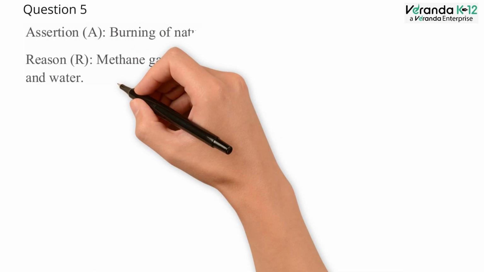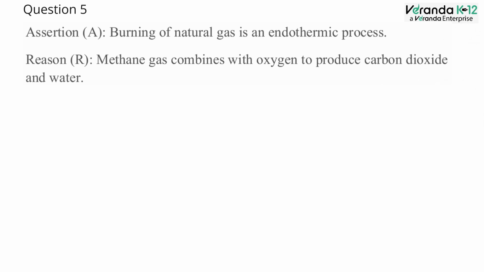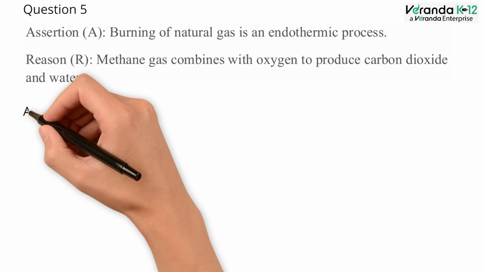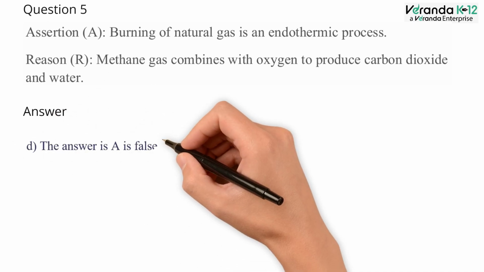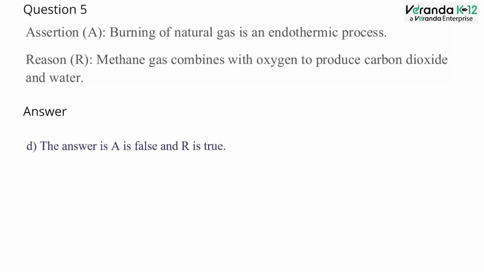Question number 5. Assertion: burning of natural gas is an endothermic process. Reason: methane gas combines with oxygen to produce carbon dioxide and water. We know that while burning natural gas, it combines with oxygen to form carbon dioxide and water, along with the liberation of heat energy, which is exothermic in nature. Thus, the answer is A is false and R is true.